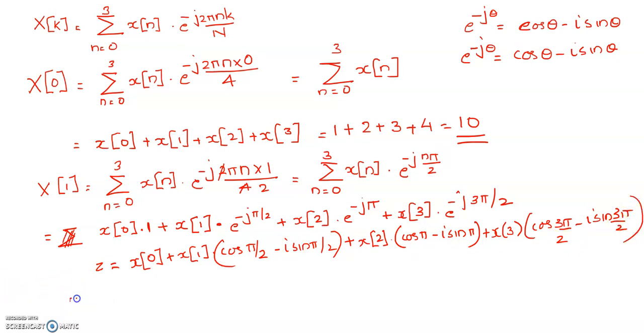So this becomes x of 0 is 1 plus x of 1 is 2. Now sin pi by 2 is 1. Cos pi by 2 will be 0. So this will become 2 into minus j, plus 3 into, x of 2 is 3 and cos pi is minus 1. So sin pi is 0, so that term can be ignored. So it will become like this.